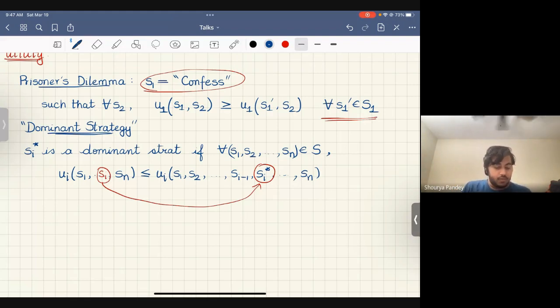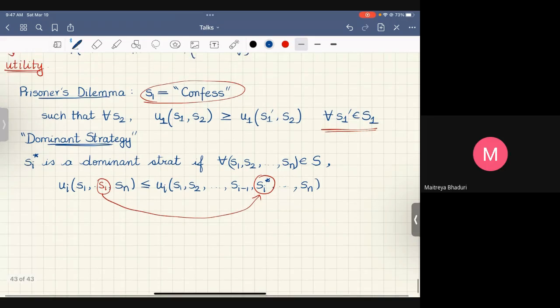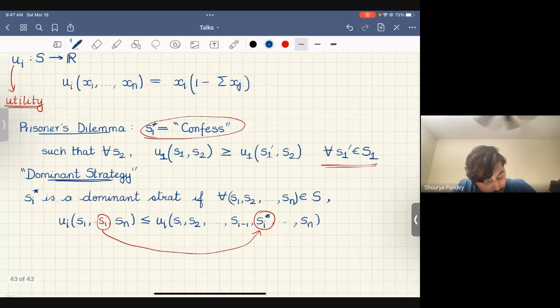Okay, so I hope this is clear. But in the previous example, Si star was Si and Si was Si dash. Yes, so I'll change that. Yeah, is this okay?